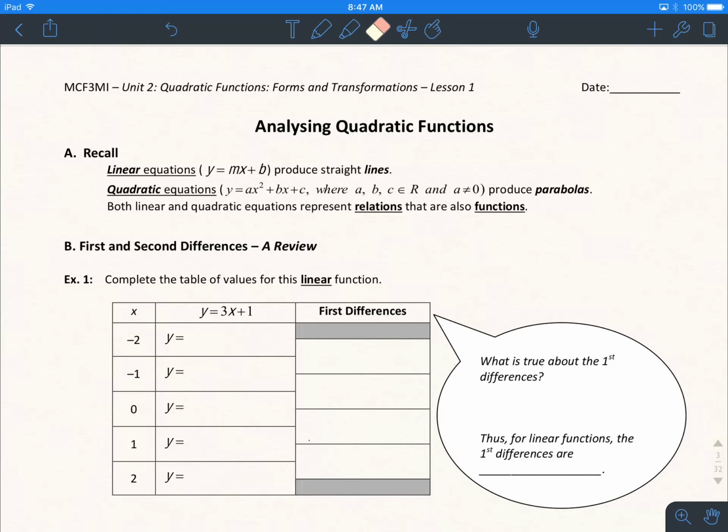Good morning and welcome to lesson number 1 in Unit 2A, Quadratic Functions, Forms, and Transformations in our grade 11 University College math class. This is analyzing quadratic functions.